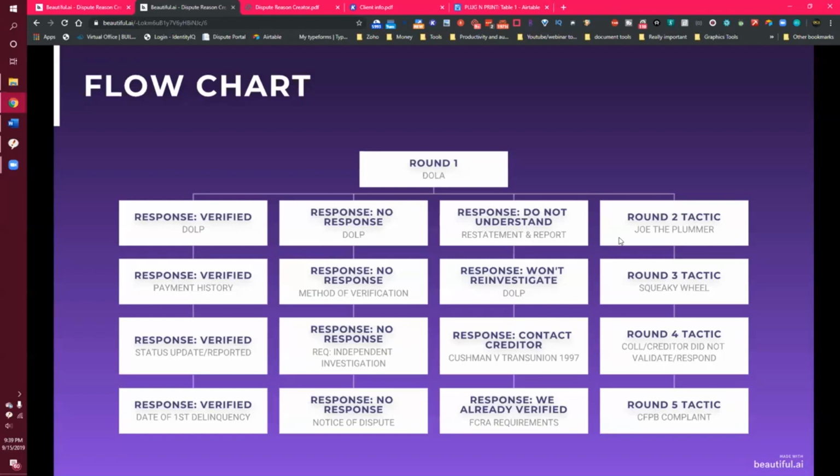And yes, that is a tactic. I don't know how this works. All I know is that you are reporting information on my credit report that I don't understand. I don't understand why it's inaccurate. I don't understand why, if the creditor is reporting one thing, 3 different organizations that are supposed to have accurate and consistent information are reporting 3 different dates and 3 different years and so forth. Come at them as Joe the plumber. That is a tactic. Another tactic, round 3, squeaky wheel.